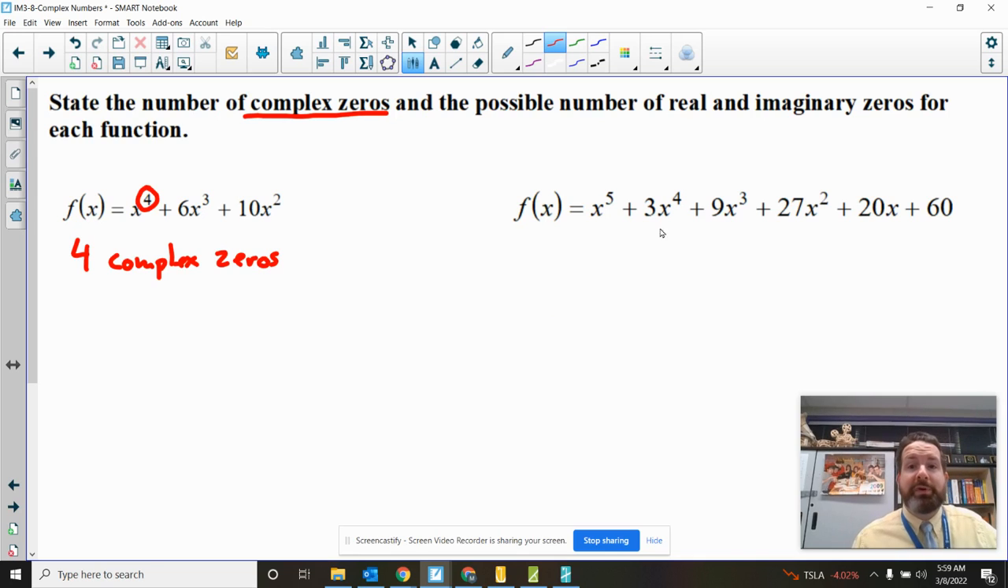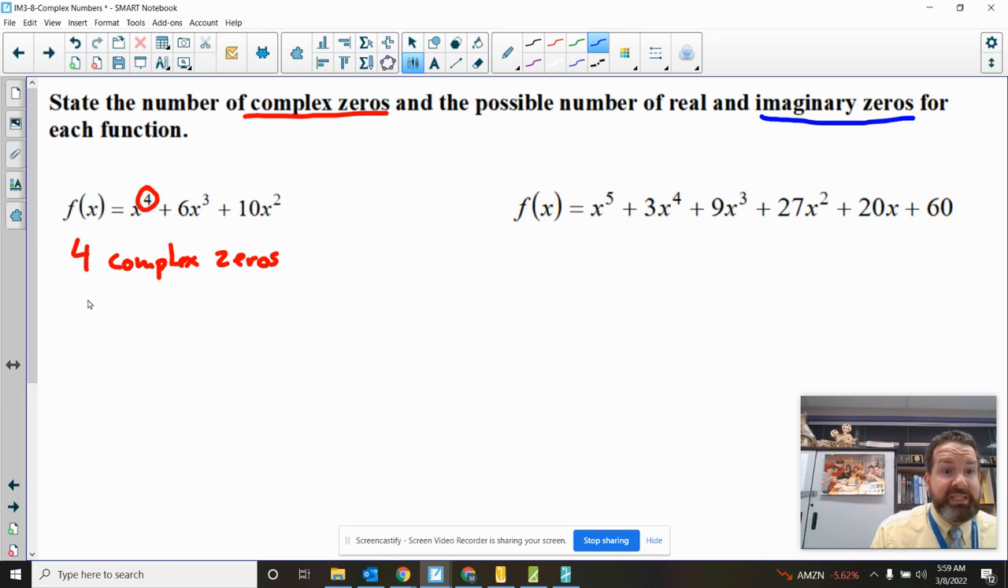Now, possible number of real zeros and imaginary zeros. This is where we're going to now focus on our complex root theorem, the one that says, if I've got one imaginary zero, like 2 plus i, I'm going to have another imaginary zero of 2 minus i. Those have to come in pairs.